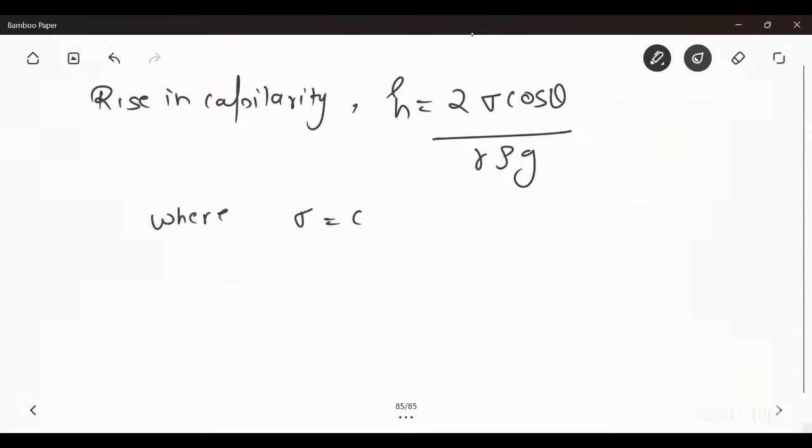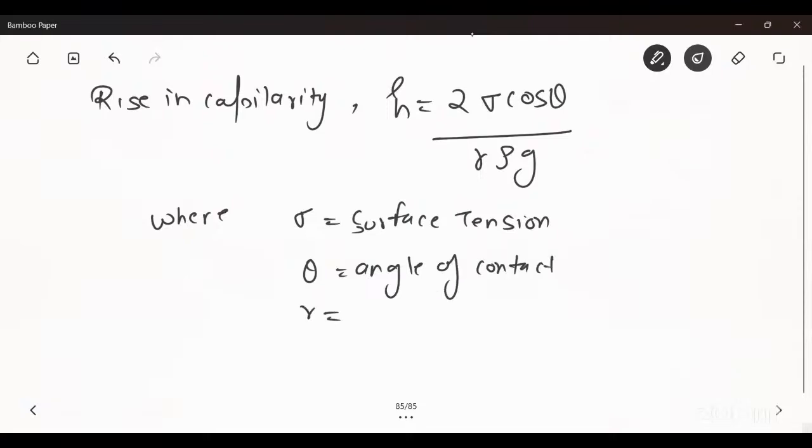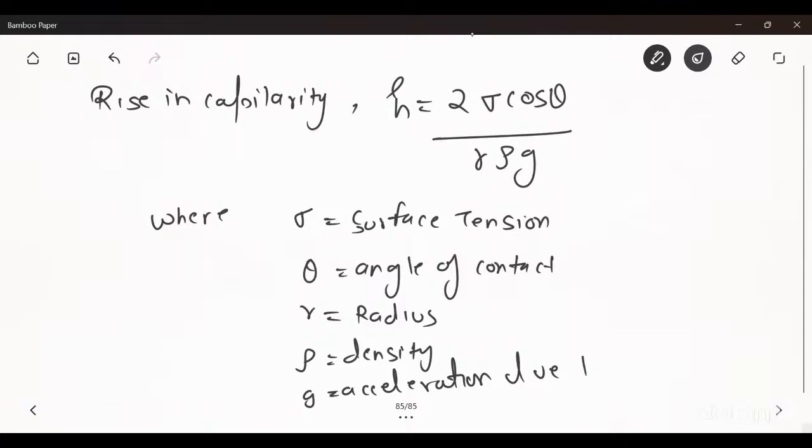Here H is equal to 2 sigma cos theta upon r rho g, where sigma is surface tension, theta is angle of contact, r is the radius of the tube, rho is density, and g is acceleration due to gravity.